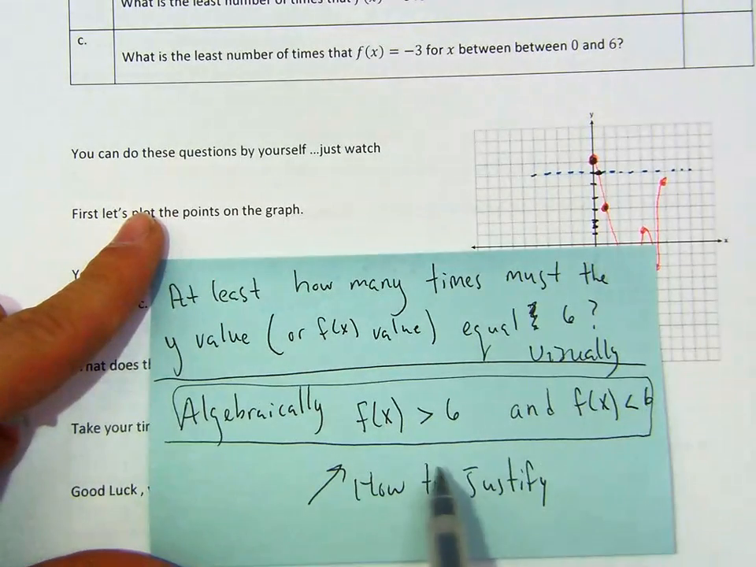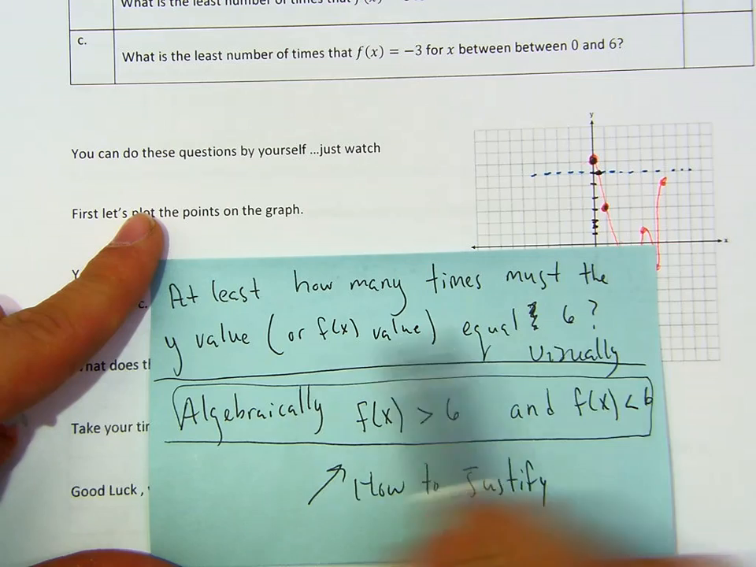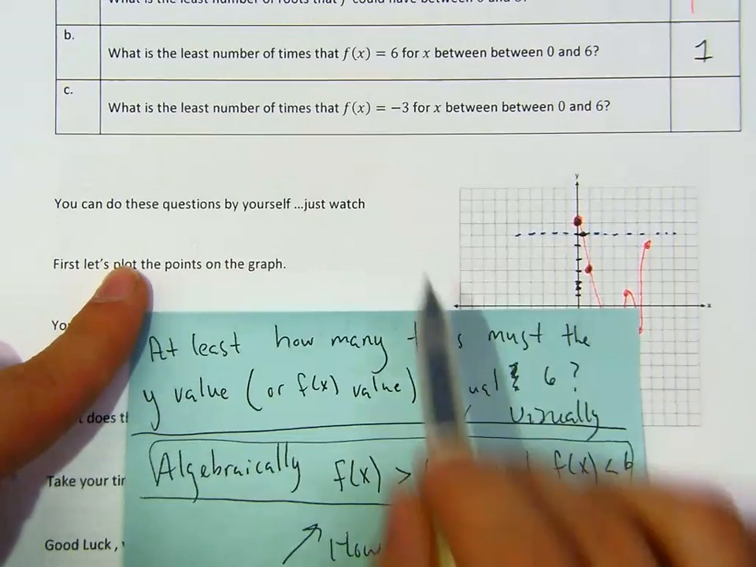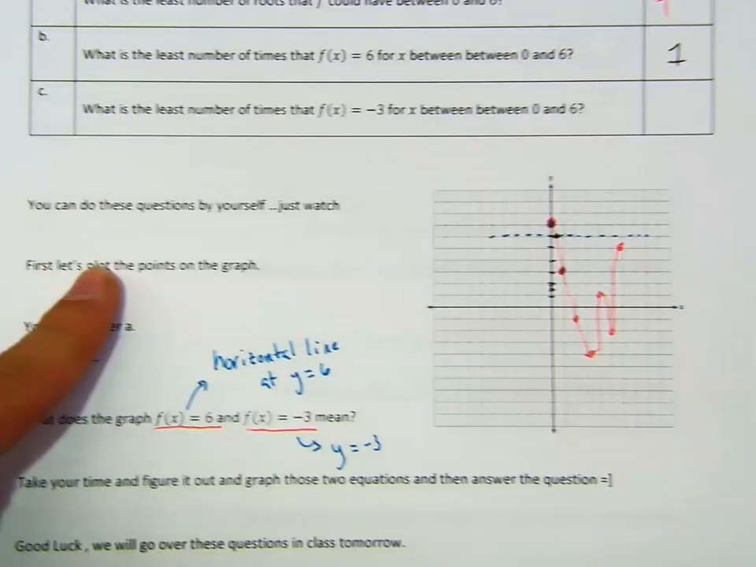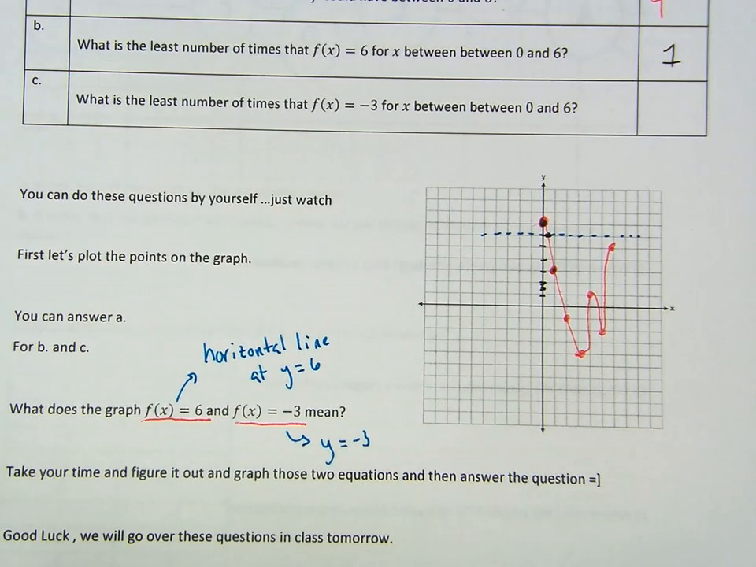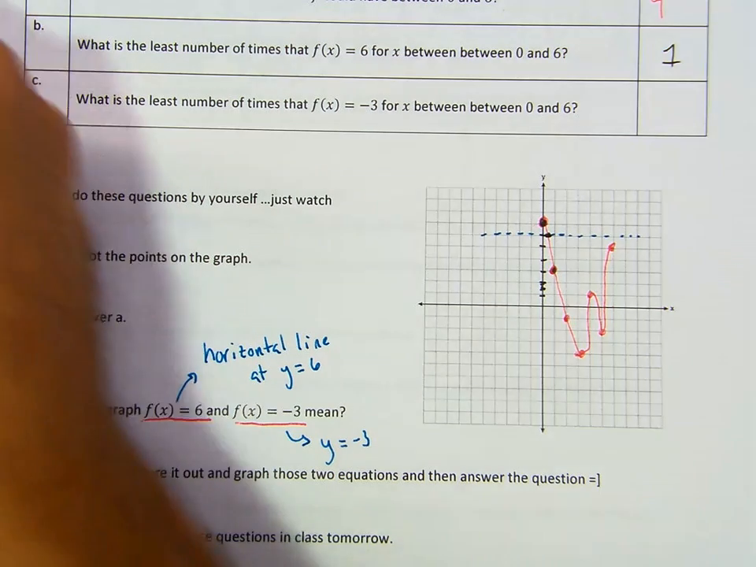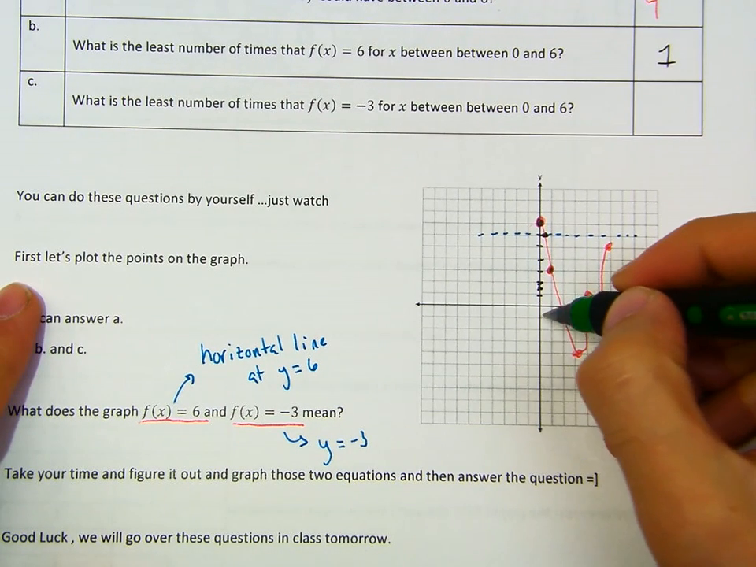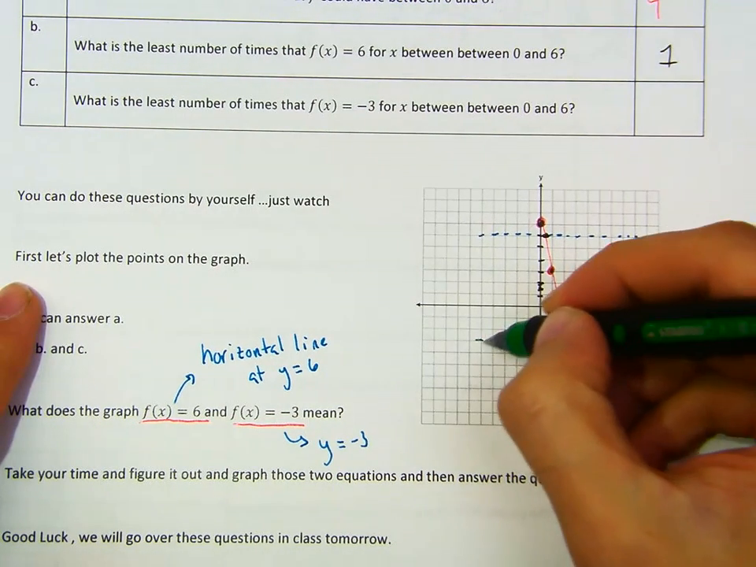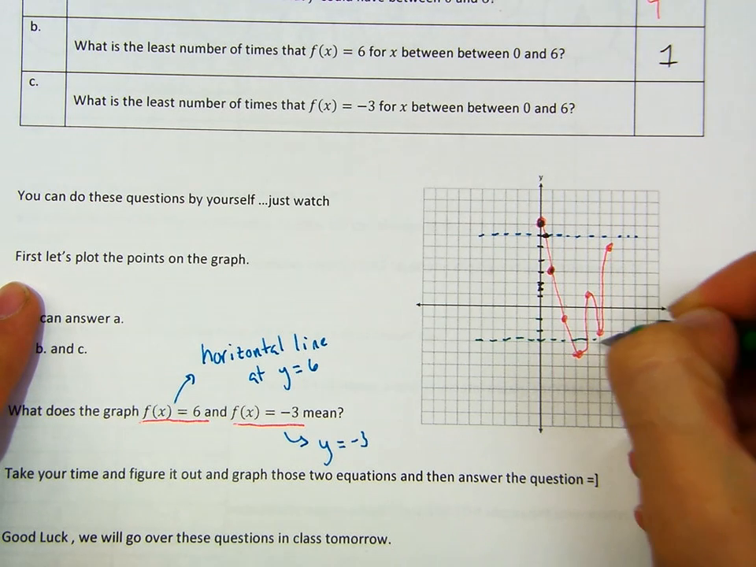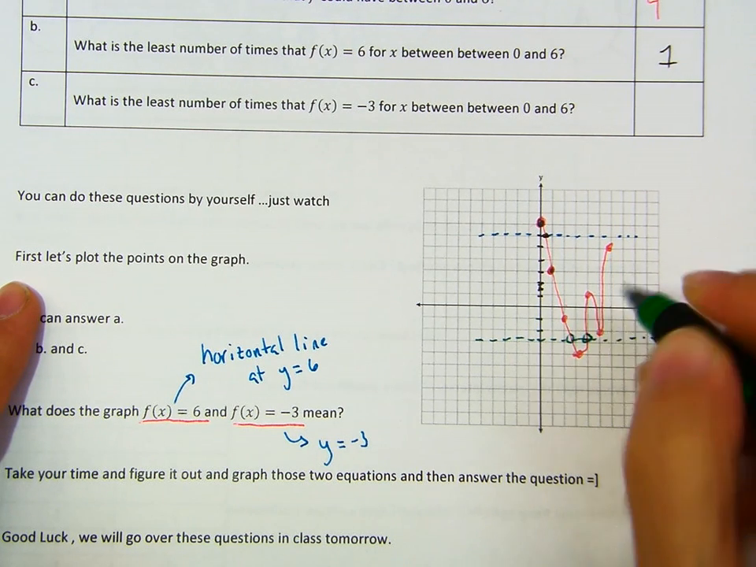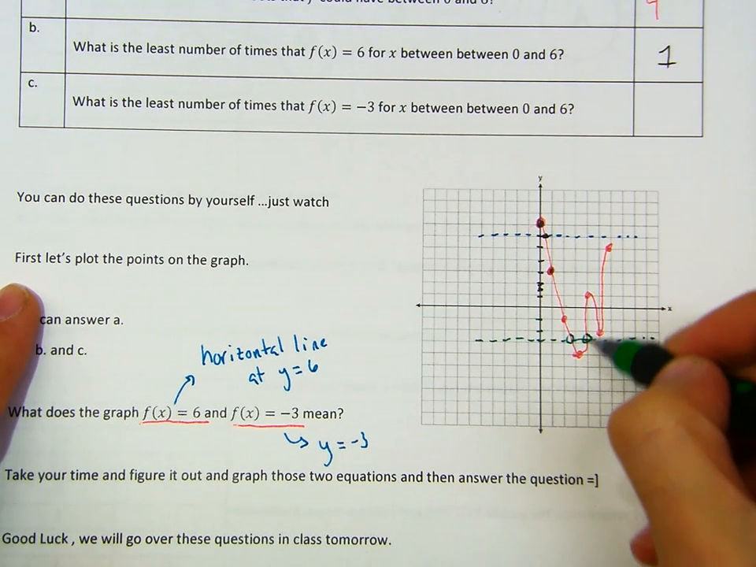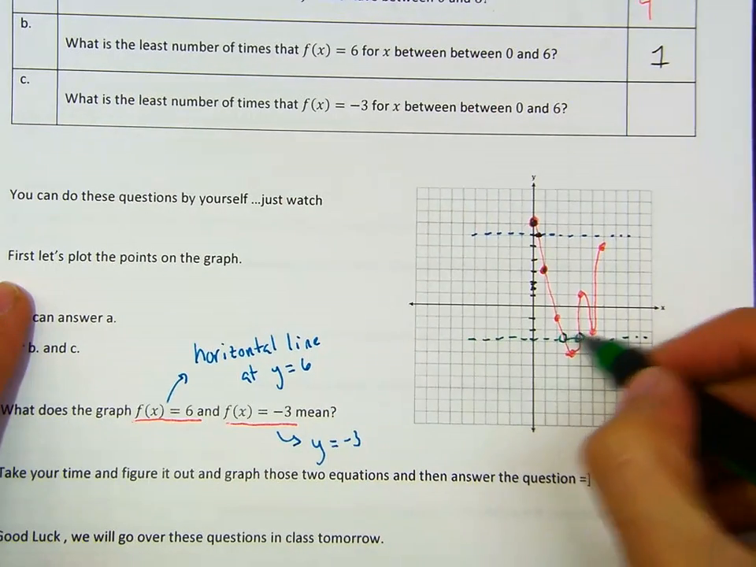What I want you to do is figure out visually and algebraically how this works for f of x equals -3. Well, let's take a look. Let's have y equals -3, and let's use green over here. Where is -3? 1, 2, 3. Visually, notice that it hits at least 2 times. There could be 100 times where it goes up and down, but you know it has to hit at least twice over here.